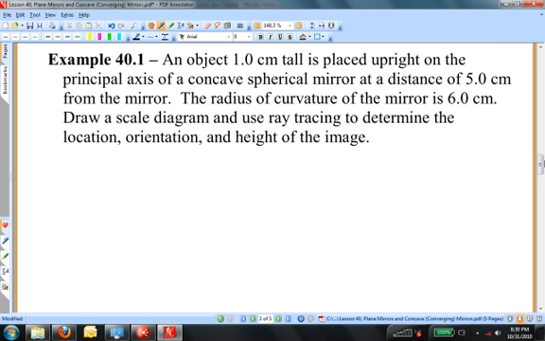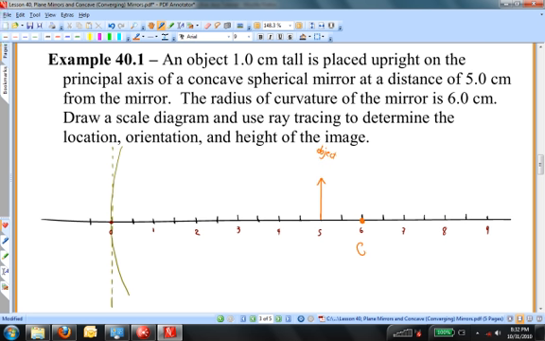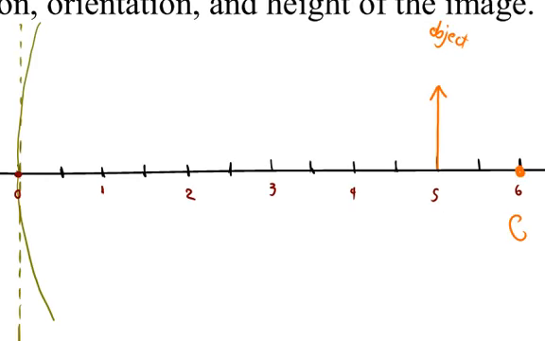I start by sketching a to-scale diagram showing the mirror, the focal point, the center of curvature, and the object. So here's the information that's given in this problem. The object is 5 centimeters away from the mirror. The radius of curvature is 6 centimeters. So that means that the center of curvature is 6 centimeters away from the vertex of the mirror. First of all, I've got to figure out what the focal length is. And I realize that the focal length is half of the radius of curvature. So the focal point is going to be located at the 3 centimeter point.